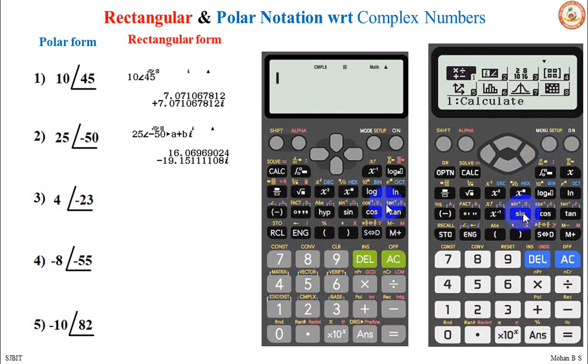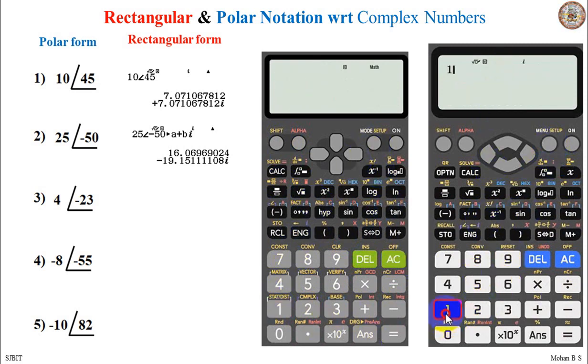So similarly, let's see. So 10i, 10 at an angle 45, and then go to option. In this calculator by default it is set, so no problem. Or else if you want in a plus or minus bi, type 10 at an angle 45, go to option, press down arrow, and then click on the button associated with a plus bi, that is button 2.